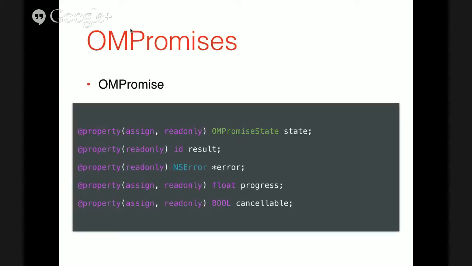The ID result property is very important. It's the value which we are talking about. Error is also important. It's used for the failure block. And we also have progress and cancellation, which are not so important for the whole pattern.